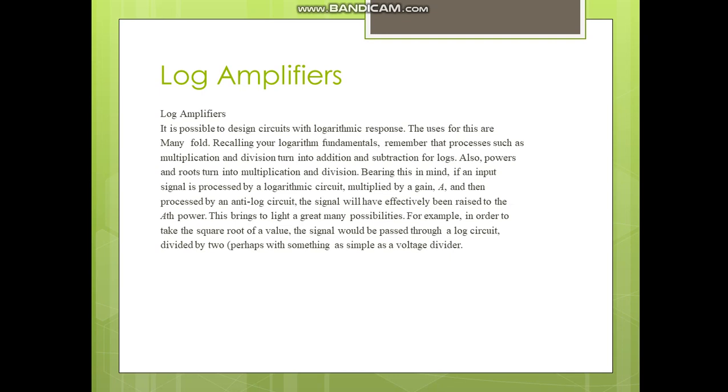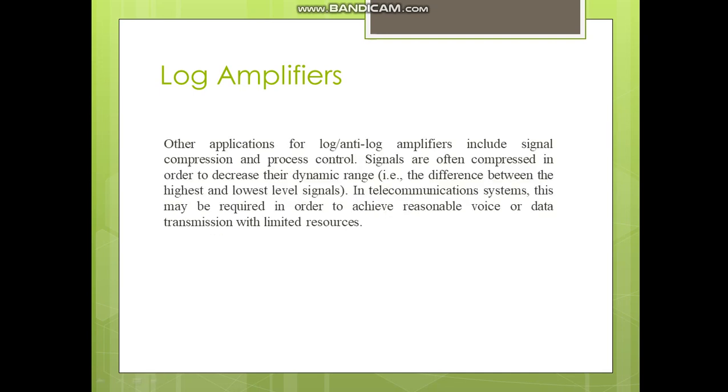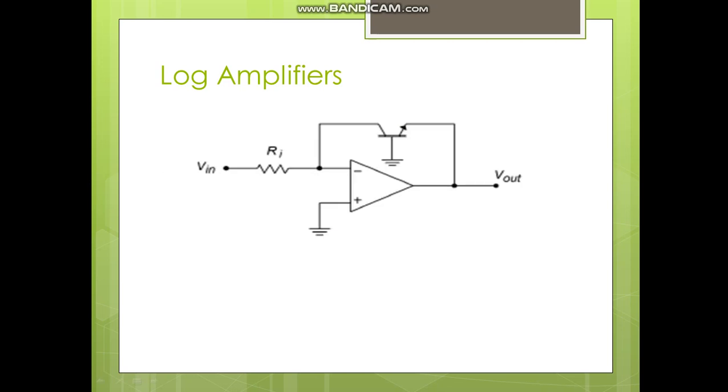This brings to light a great many possibilities. For example, in order to take the square root of a value, the signal would be passed through a log circuit, divided by 2, perhaps with something as simple as a voltage divider. Other applications for log anti-log amplifiers include signal compression and process controls. In signal compression, there is a definite level of signal decrease. That means the difference between the highest and lowest signals is reduced. In telecommunication systems, this may be required in order to achieve reasonable voice or data transmission with limited resources.